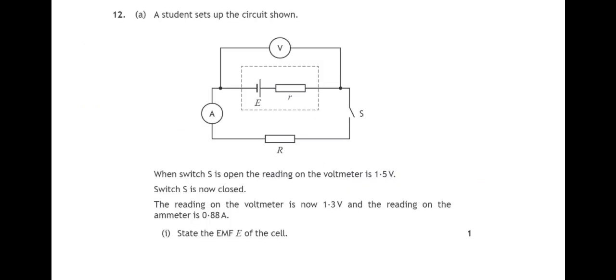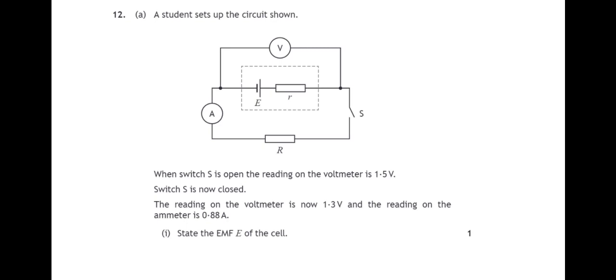Question 12. A student sets up the circuit shown. When switch S is open, the reading on the voltmeter is 1.5 volts. Switch S is now closed. The reading on the voltmeter is now 1.3 volts, and the reading on the ammeter is 0.88 amps. State the EMF E of the cell.